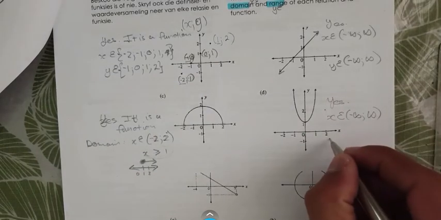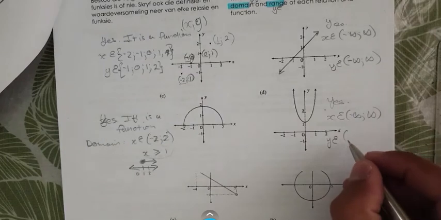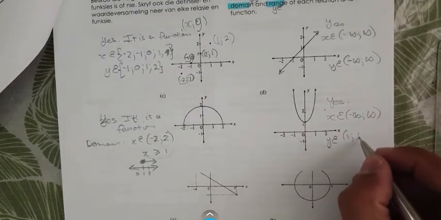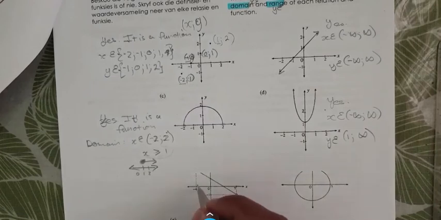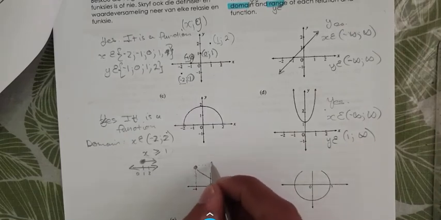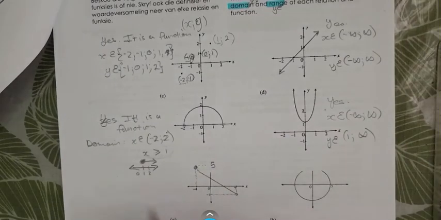In this one, the range is y is an element of what? 1 until infinity. Okay. So here I told you to please extend this to, what is that number? That's -4. Alright. So there you were supposed to put in -4, and here you were supposed to put in 5. Did you do that for me? Okay. So then if we look at these values here, we're gonna say yes, it is a function.